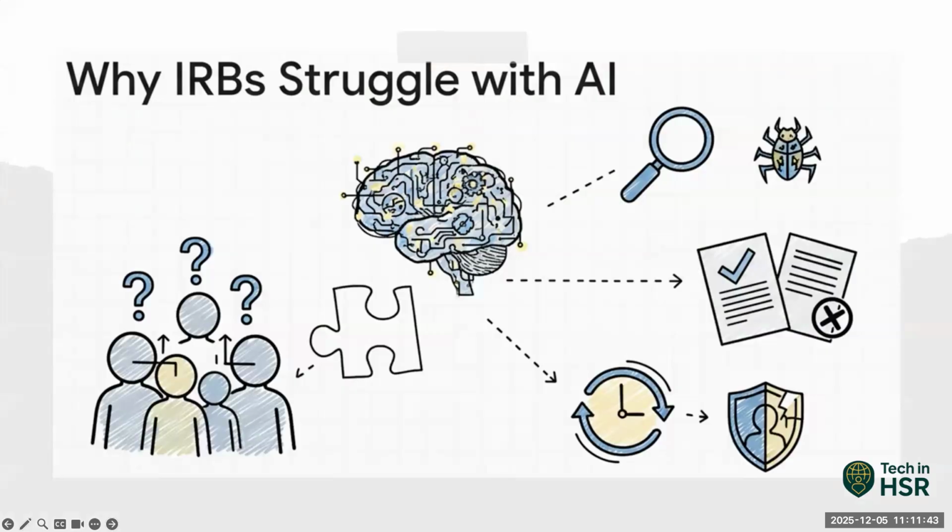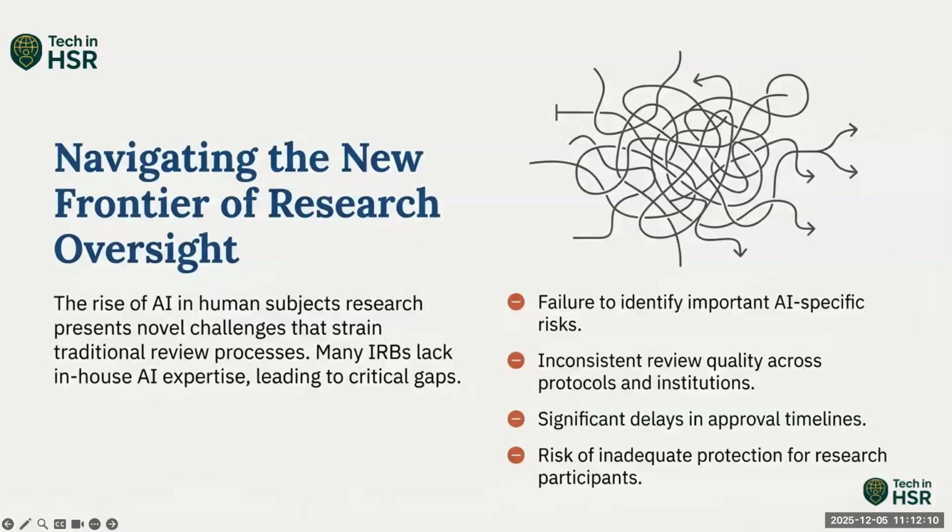IRBs are facing a new and really difficult dilemma. Well, not just IRBs, but research administrators in general. And our whole job is to protect human subjects of research and make sure the science is ethical and sound. But when AI steps into the field, right, our rule book gets a little bit more complicated. And here's why it's so tough. A lot of research administrators, like IRBs, just don't have in-house experts. And that expertise gap can mean that we're missing AI-specific risks.